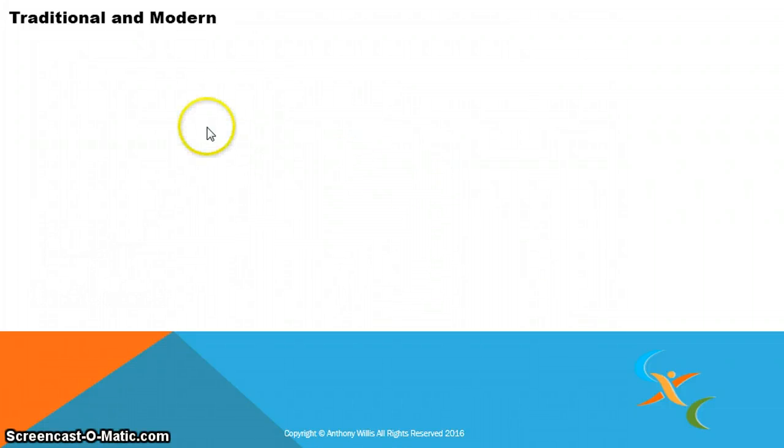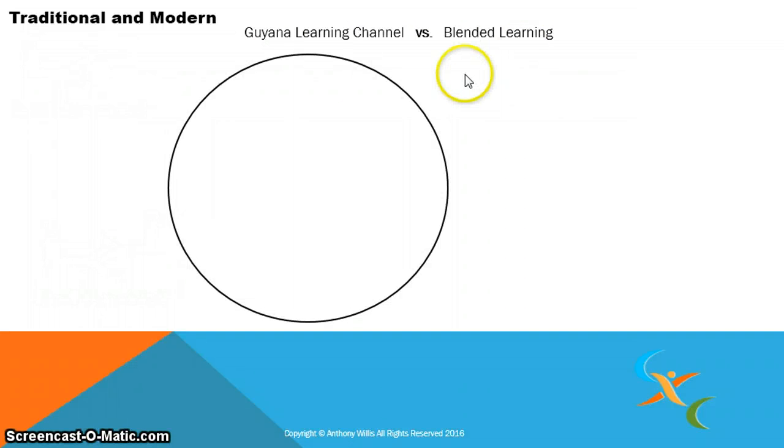In this video, we'll contrast the traditional and modern methods that are possible solutions to the challenges in the education sector. For example, look at the Guyana Learning Channel versus blended learning. And we use the Venn diagram to compare and contrast the Guyana Learning Channel with blended learning.